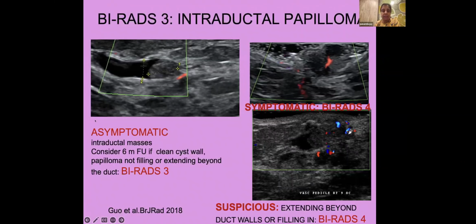Also, even if the lady is asymptomatic. Okay. Let's take this. But this is the picture that we are getting. We did a screening ultrasound and we see this echogenic area. It's going beyond the duct boundary. It's protruding out. There are abnormal vascular signals that you see here. Can you see this? So if that is the case where this lesion is extending beyond the duct walls or filling it in completely, it is a BI-RADS 4 because this is suspicious, even if the lady is asymptomatic.